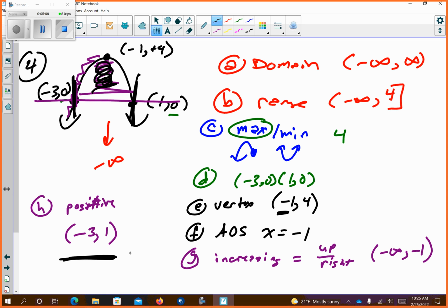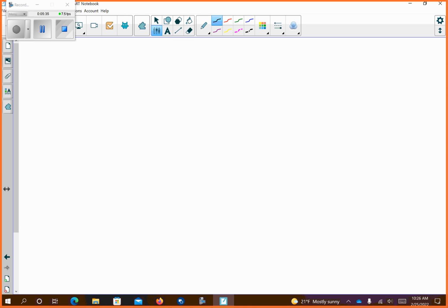Wait, so for G, would it not be negative infinity to 4? Oh, y. Okay. So when you're talking about increasing and decreasing, you use the domain, which are the x values, to indicate where it would be growing. So here's your calculus lesson for the day.